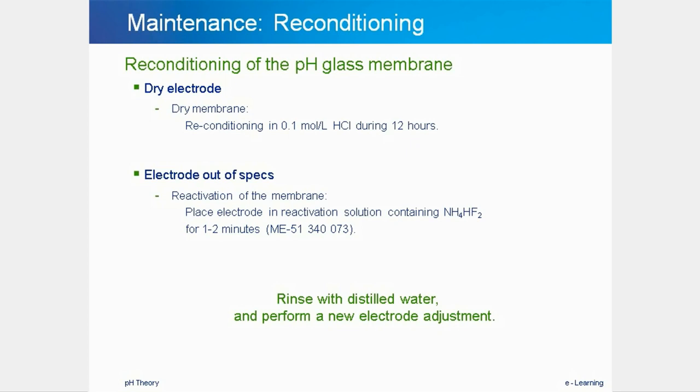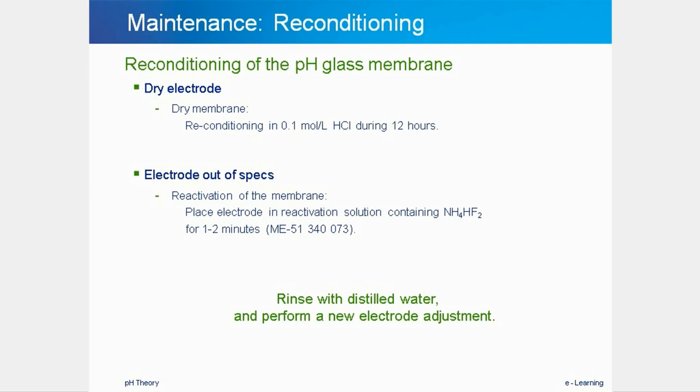Should the electrode not work properly anymore despite all cleaning, storage and maintenance activities, it may still be saved by reconditioning of the glass membrane. If the electrode by accident has been stored dry, put it in a 0.1 molar solution of hydrochloric acid for 12 hours and try if it is possible to get a good calibration from it.